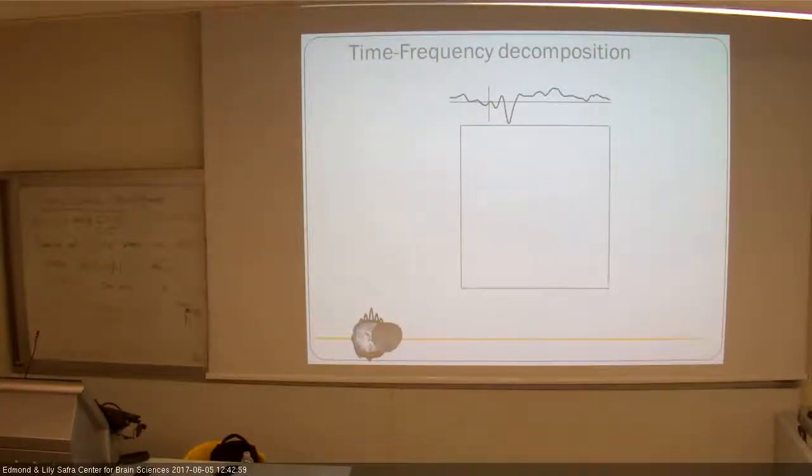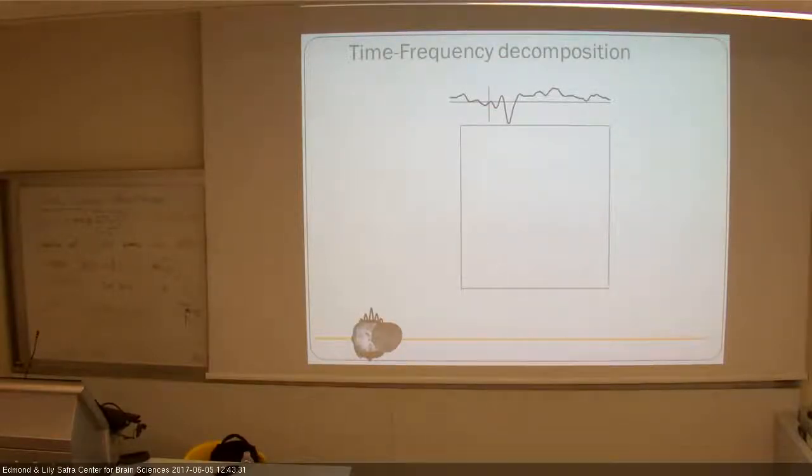Now, to look at more cognitive components in the temporal domain, we need to do something like ERPs, but in the spectral domain. For that, people have been using something called time frequency decomposition, which means that you have some waveform in time, and you want to look at the spectral content, but not overall, but specifically over time.